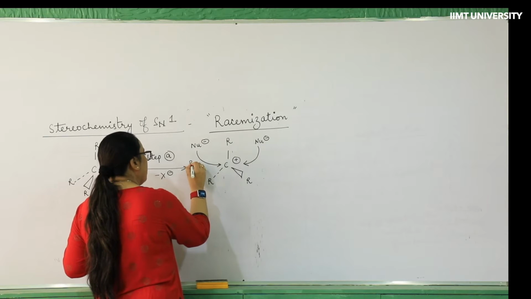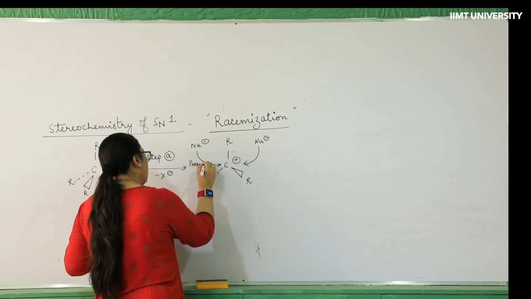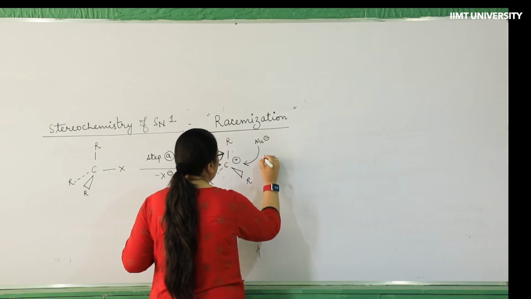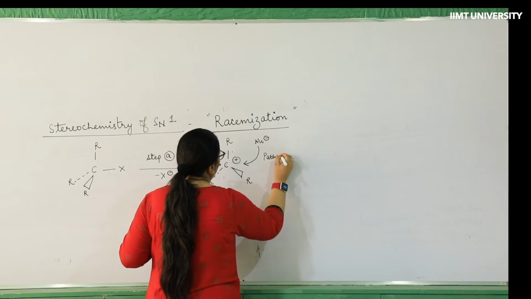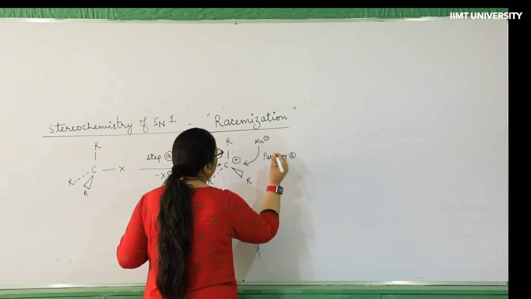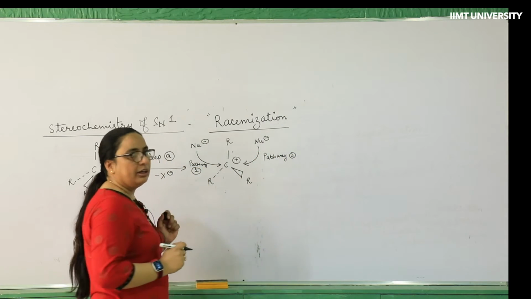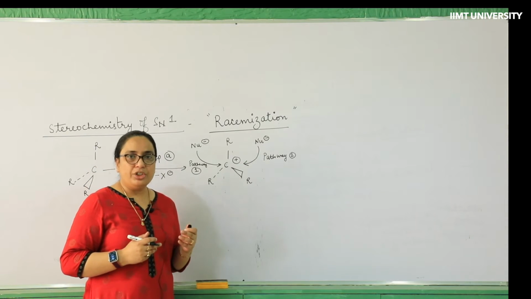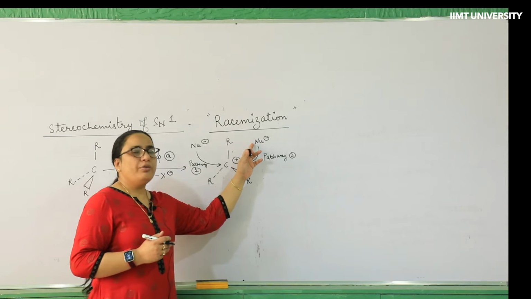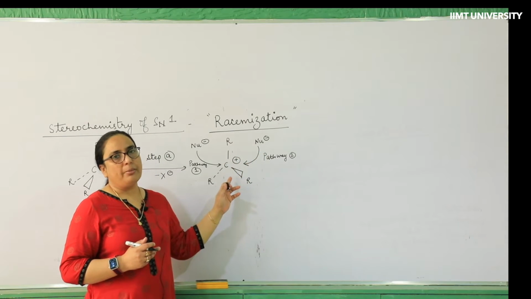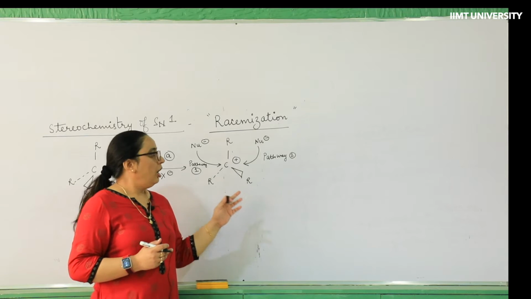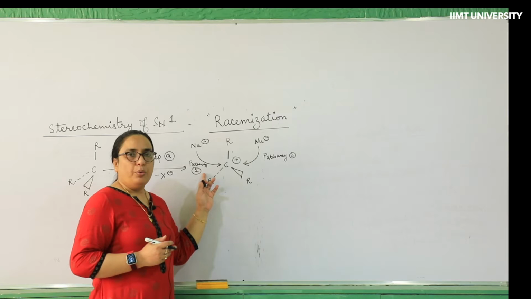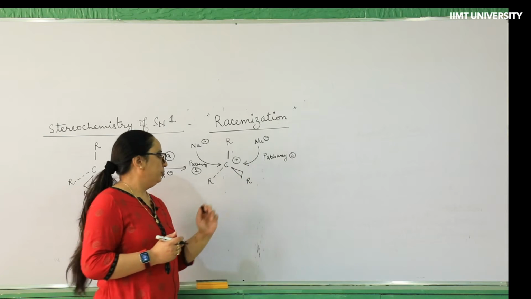Like this is the pathway 1 to attack the carbon bearing the positive charge. This is the pathway 2 which is followed by the nucleophile to attack the carbon bearing the positive charge. So there are the 2 possibilities, 2 directions by which the nucleophile can approach to attack on the carbon bearing the positive charge. Now let us see what will be the tentative products as per pathway 1 and as per pathway 2.